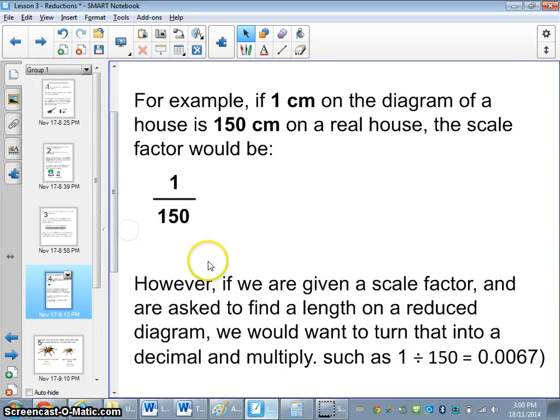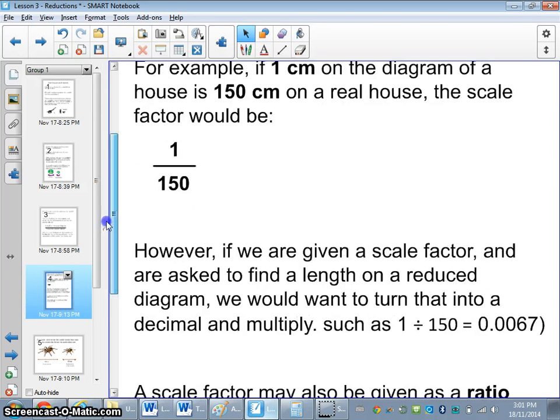So this tells us what we need to know. However, if we are given a scale factor, and then we're asked to find a length on the diagram, so say you're told that a house is 1,000 centimeters long, and we want to figure out how long that would be on the diagram. We could use this, but we can also turn this into a decimal and multiply. So here, it'd be 1 divided by 150, and we'd get 0.0067.